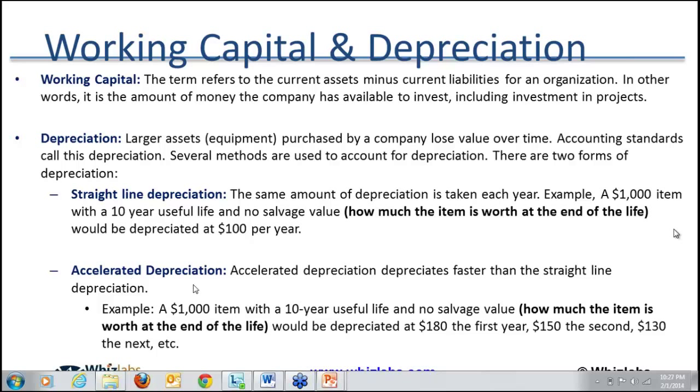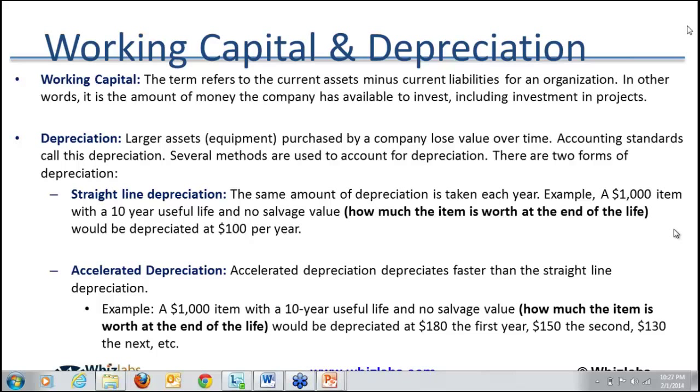On the other hand, there is another term called accelerated depreciation. In this method, it depreciates faster than straight line depreciation. So what will happen? The same $1,000 mobile phone with a 10-year useful life may depreciate by $180 in the first year, and $150 in the second year. So the depreciation is higher at first, and maybe at the 10th year the depreciation is only $10 or $20. So accelerated depreciation depreciates faster than straight line depreciation.